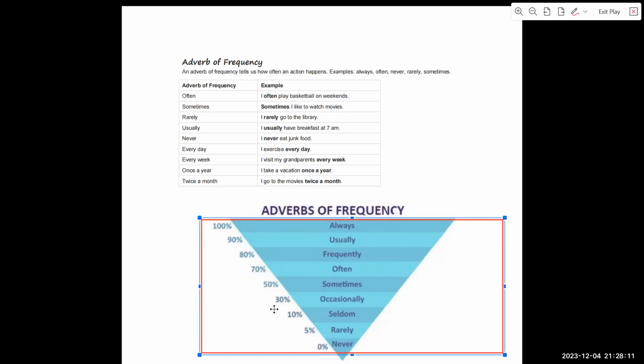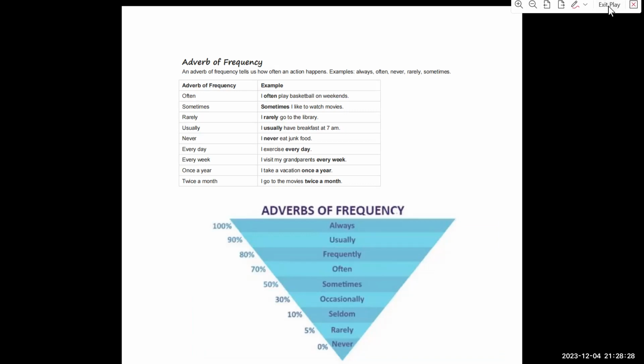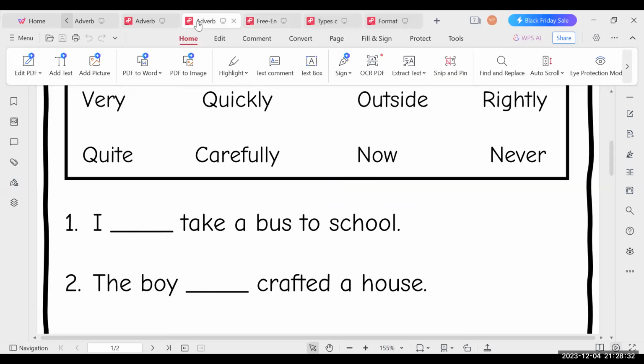Okay, so that's the level. That's how you will decide what adverb to use. Okay, let's have a test because it's almost time. We will continue with the discussion. I don't know if you can answer, but let's see. Let's try to answer.